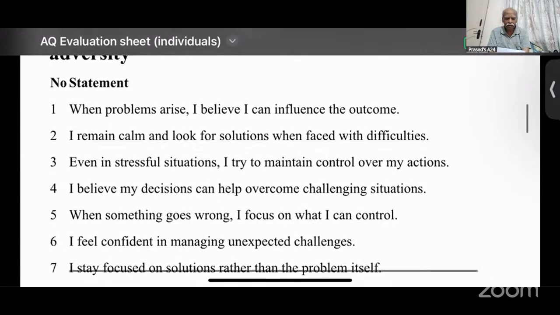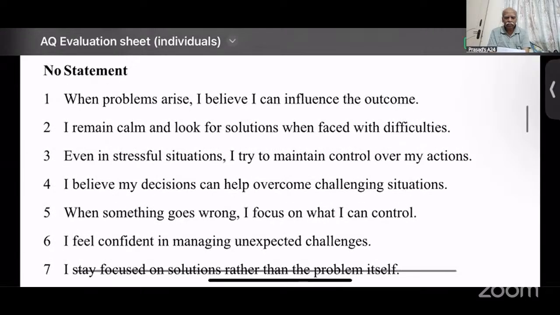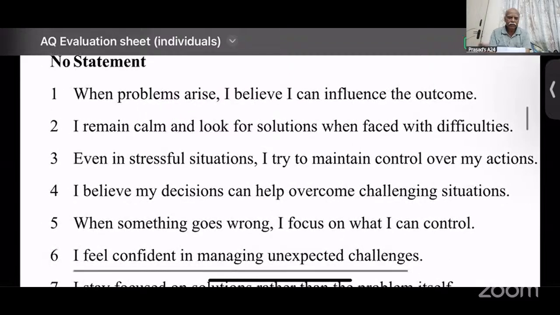The first statement: when challenges arise, I believe I can influence the outcome. Is everyone ready with a pen and piece of paper?